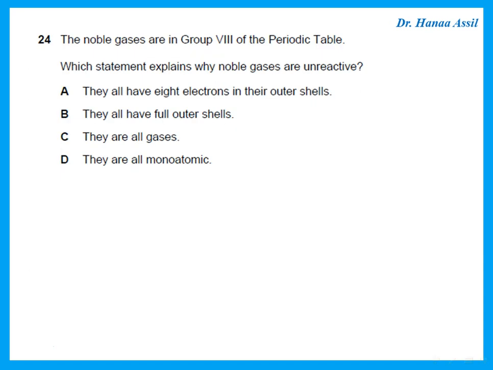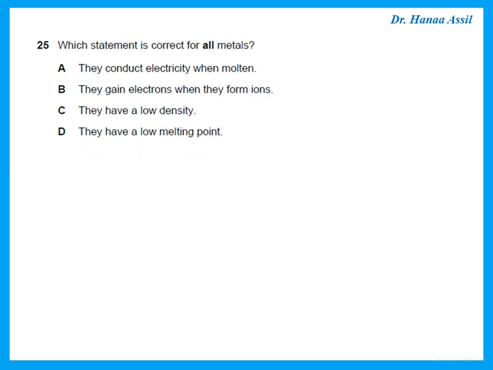Noble gases are in group 8 of the periodic table. Which statement explains why noble gases are unreactive? You should remember that noble gases are unreactive because, first of all, they have full outer shells, but I cannot say they all have 8. Remember, not all of them have 8. We have helium that has only 2, but they all have full outer shell. Okay? Of course, they are gases and monatomic, but that's not why they are unreactive. Are we following that?